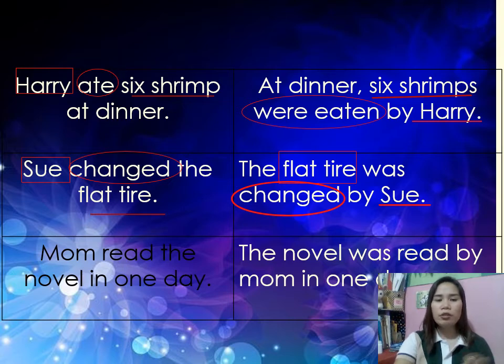Next: Mom read the novel in one day. Here the verb read is in the past form. By the way, class, the word read does not change in its past tense and past participle. It is still read, only the pronunciation changes. So read, read, read. Okay? So Mom read the novel in one day. Our verb is read, in the past form, and novel is our object. So the novel was read by Mom in one day.